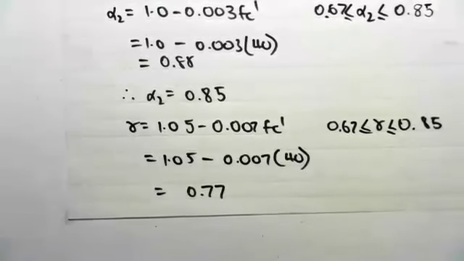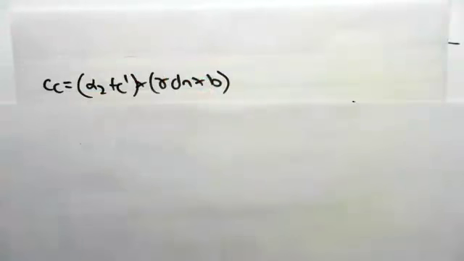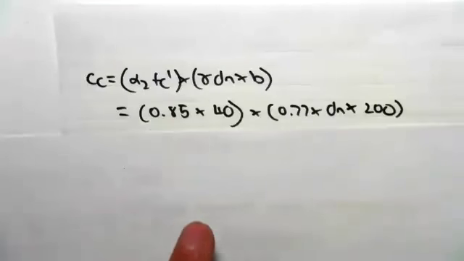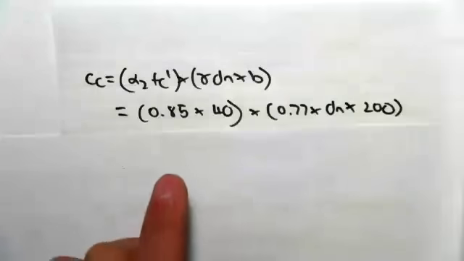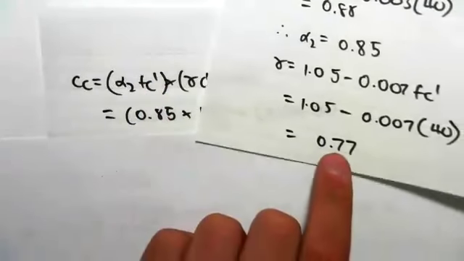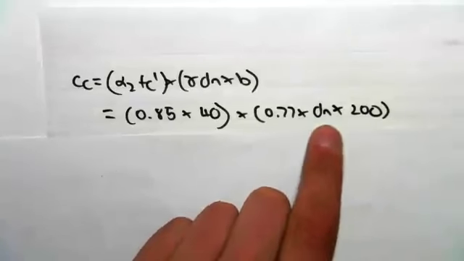We can then work out the compression in our concrete. So again, the compression in our concrete is given by that formula there. It's just the stress times the area. Working this out, we just found alpha 2 to be 0.85. FC dash is 40 MPa, gamma we just found to be 0.77. DN, we don't know what that is, that's what we're trying to solve. And B is the width.